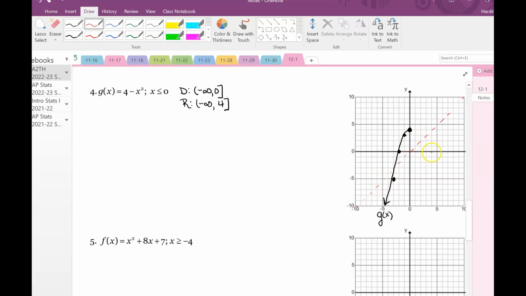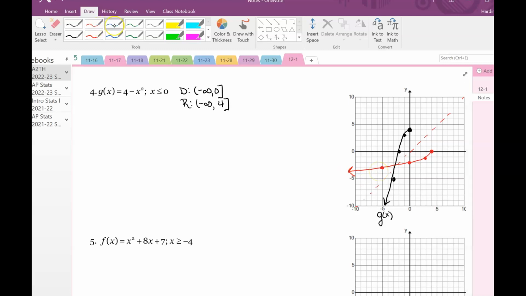So this is 0, 4. That becomes 4, 0 for the inverse. Negative 1, 3. Here. Here. And here. So if you're good with your transformations, you might even be able to write the equation of the inverse without doing the steps that we're going to do.